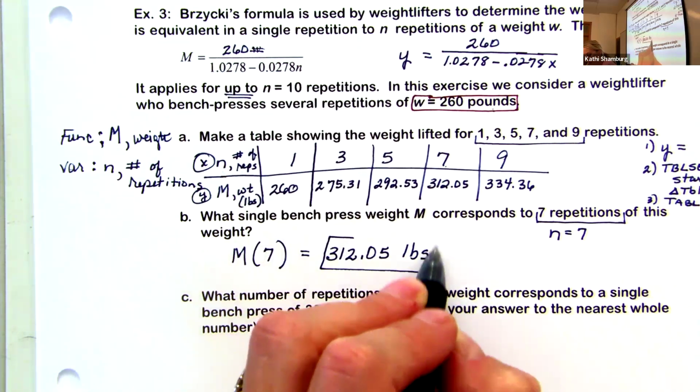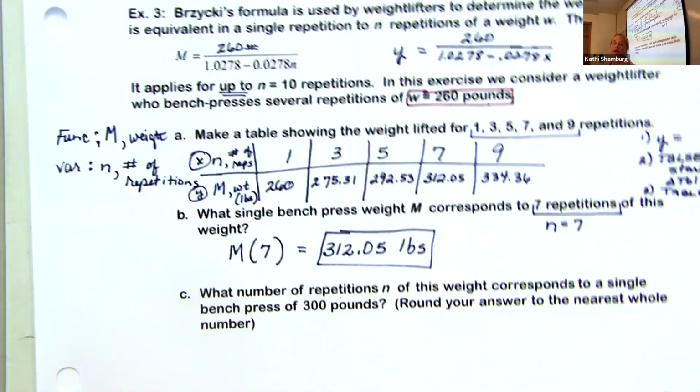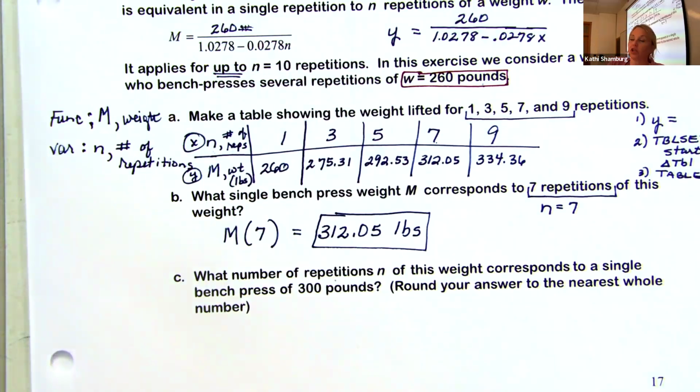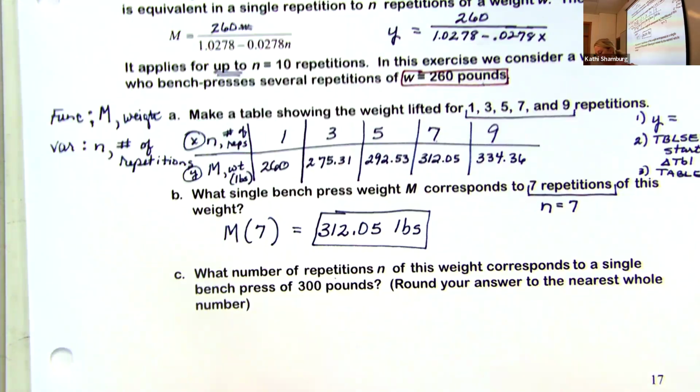Now, I was looking at WebAssign this morning. Just pay attention to how many places it asks you to round. It might say to the nearest whole number, to the nearest 1 decimal, to the nearest 2 decimals, so just pay attention, okay?